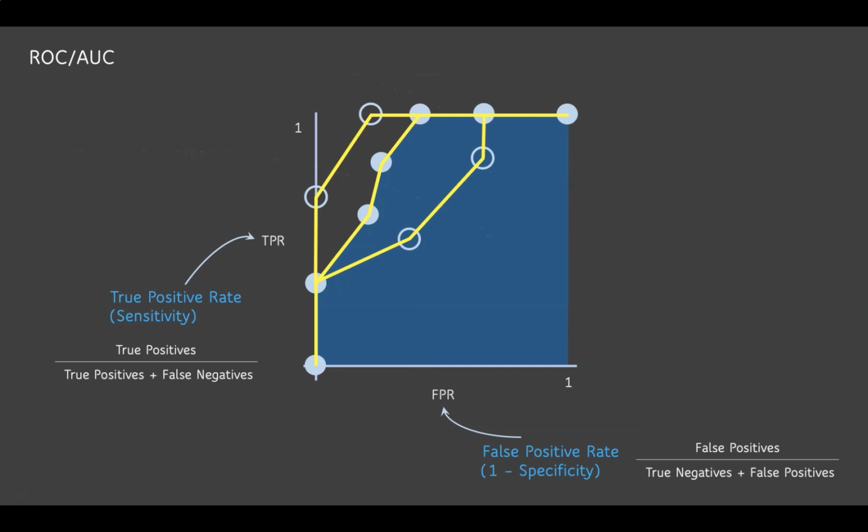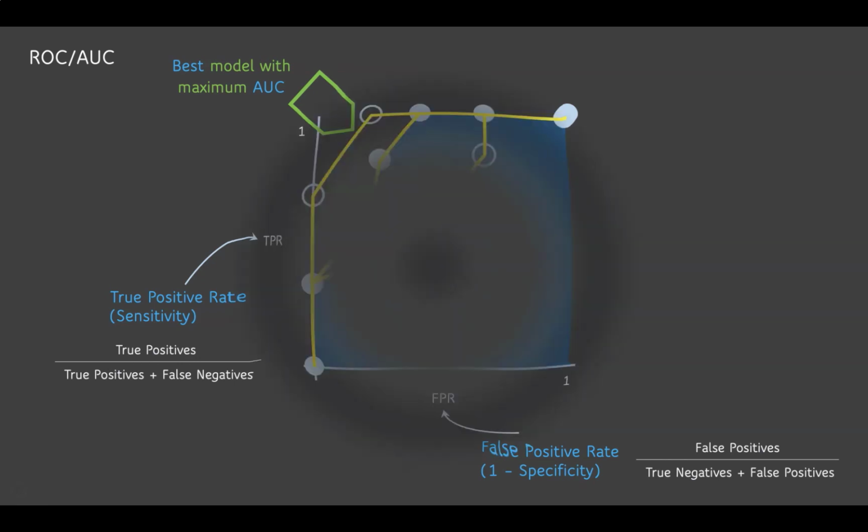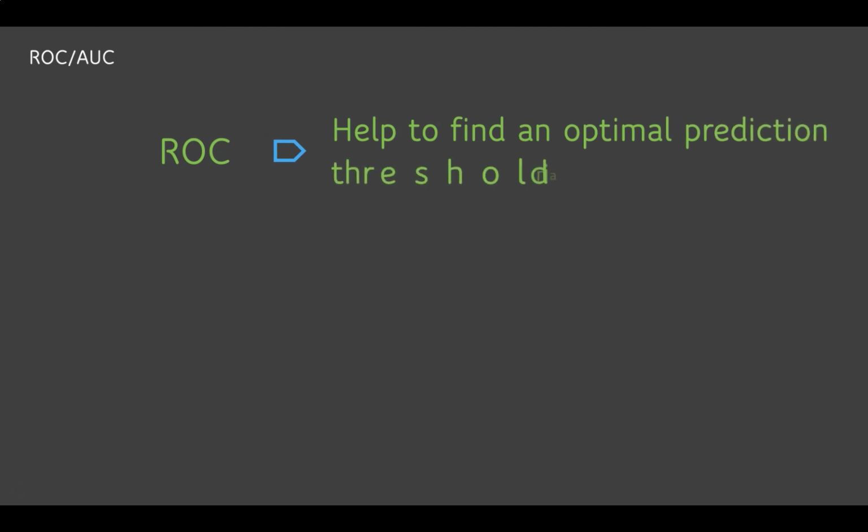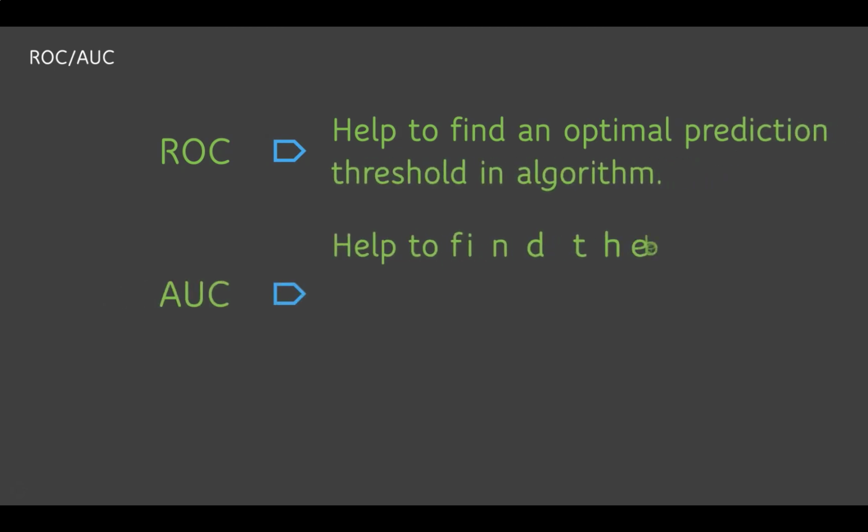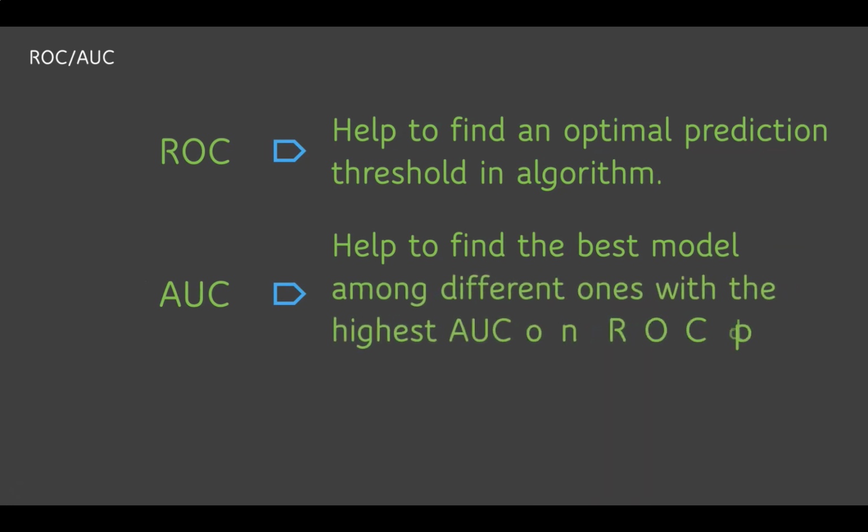In our example, we see that we should pick this one on the left, and then find the prediction threshold that classifies our data the best based on the business problem. So overall, ROC helps us to find an optimal prediction threshold in an algorithm, while AUC helps us to find the best model among different ones with the highest AUC on the ROC plot.